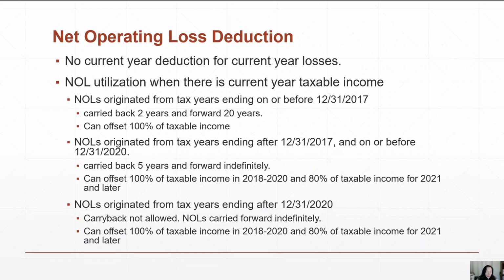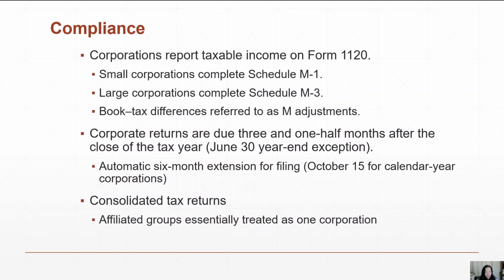As far as utilization goes, due to the TCJA enacted in 2017, there are different buckets. Since right now we're in 2025, some of the rules will not apply, but this is the general bucket we have to watch for. Depending on when those NOL originated, the carryback and carry forward rules are slightly different. Plus, we want to make sure we understand that some buckets of the NOL can offset 100% of a current year taxable income, but some NOL can only offset 80% of the taxable income.